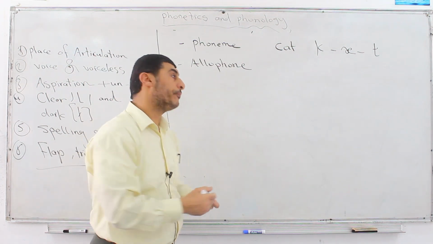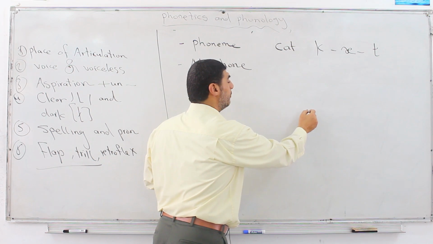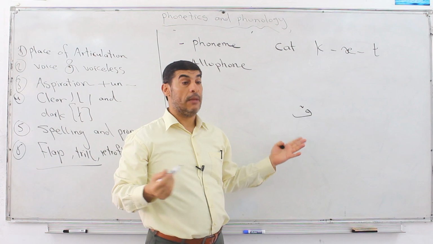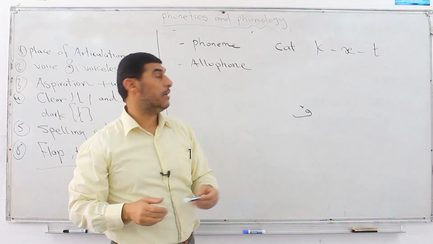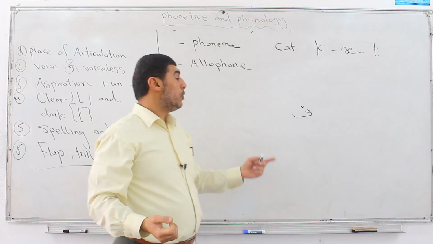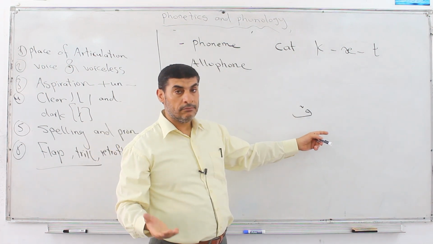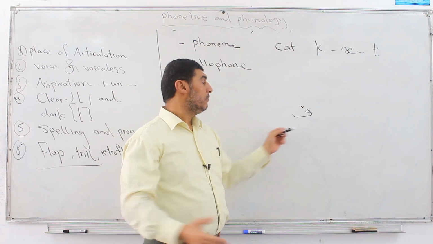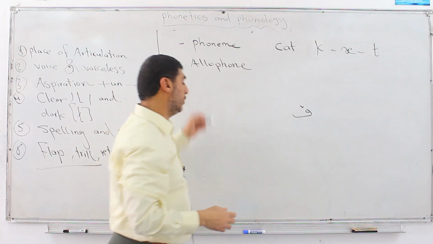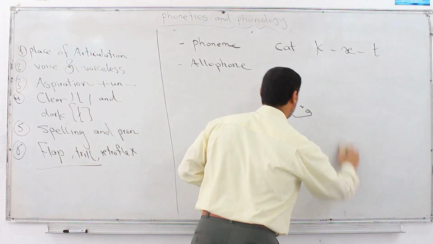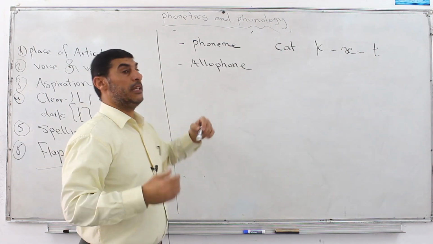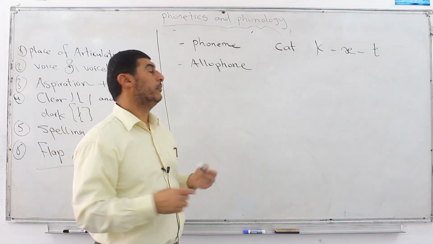In Arabic, we have the phoneme qaf. If I say the word qalam, some people say kalam, some people say alam, and so on. So whether it is alam, qalam, or kalam, this is an allophone, a slightly different pronunciation of the same phoneme. It doesn't matter. In the English language, an allophone is a different realization of the same phoneme.